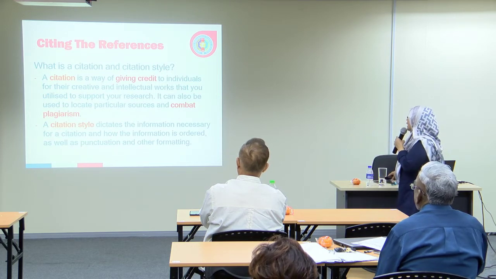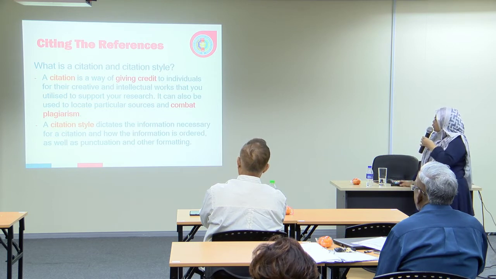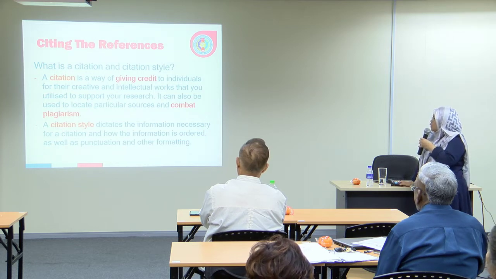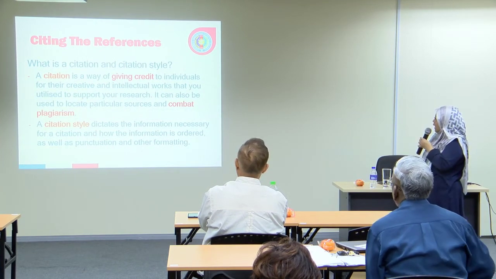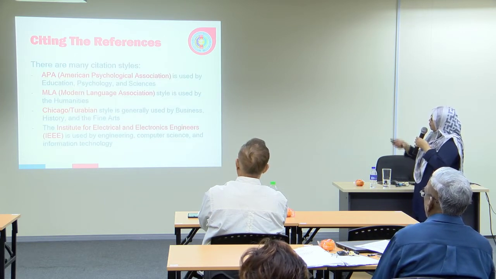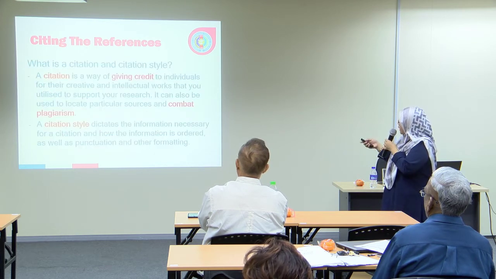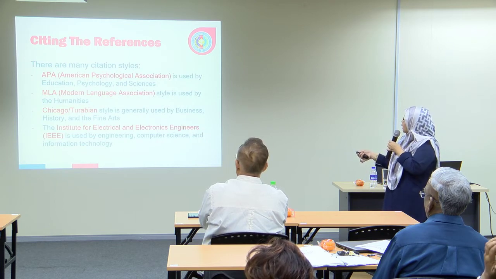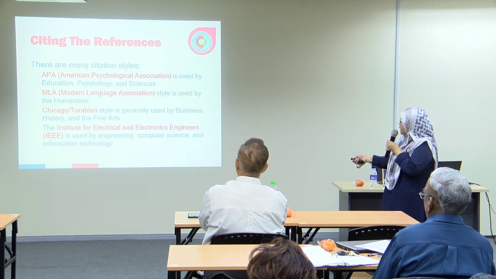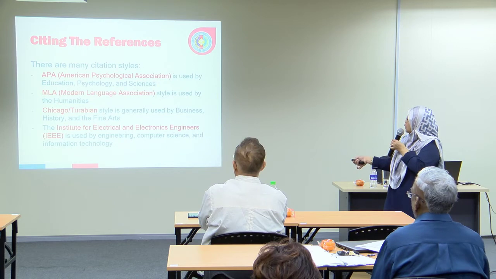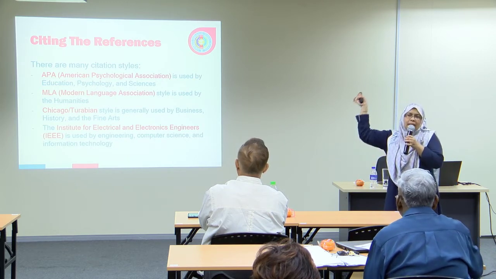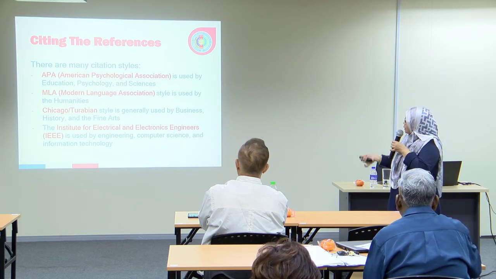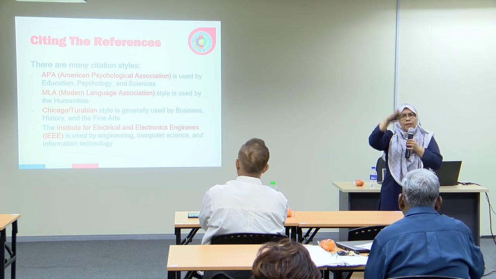Okay, citing this one. Yang tadi you ask. Okay, citing is a way of giving credit to individuals for their creative and intellectual works that you utilize to support your research. Also can be used to locate particular sources and combat plagiarism. A citation style dictates the information necessary for a citation, how the information is ordered, as well as punctuation and other formatting. Okay. Yang ini, yang tadi maksud, what is citing the references? Okay, this is style. Selalunya kita akan, in sciences, education, psychology, we use APA. Humanities, you use MLA, Chicago. Okay, kalau you download Mendeley, semua ni dah ada dalam Mendeley. So you can pilih je, select which style you want to use.